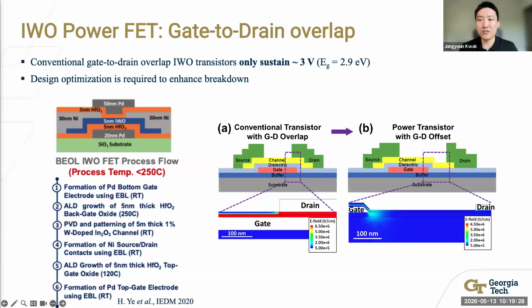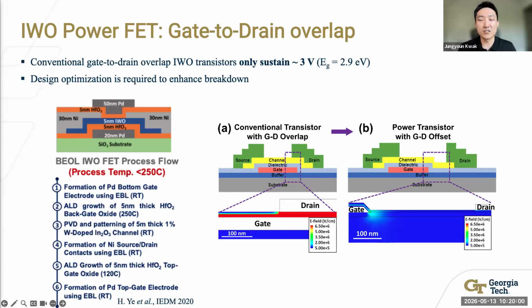However, a conventional indium tungsten oxide transistor with gate-to-drain overlap can only sustain 3 volts before breaking down. The reason is the electric field. In the conventional structure shown in figure A, the gate electrode overlaps the drain region. The electric field concentrates at the gate-drain overlap edge, and the peak field quickly reaches the critical limit of the material, causing early breakdown around 3 volts.